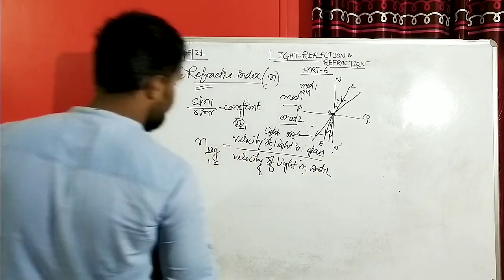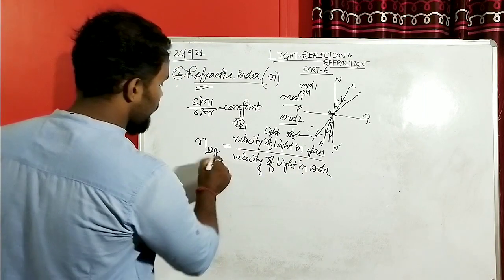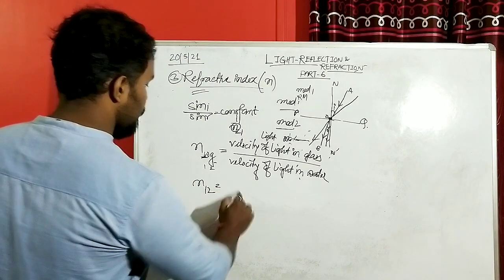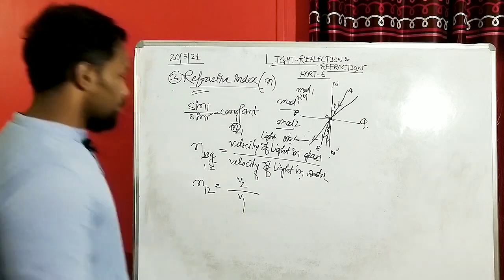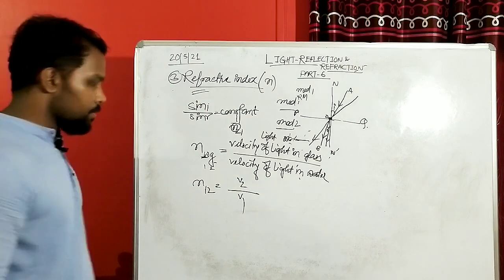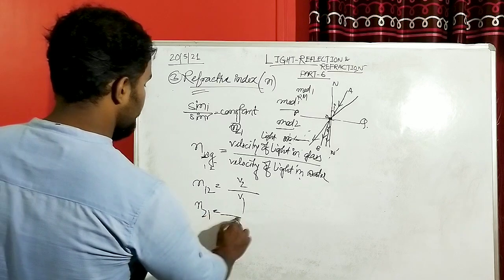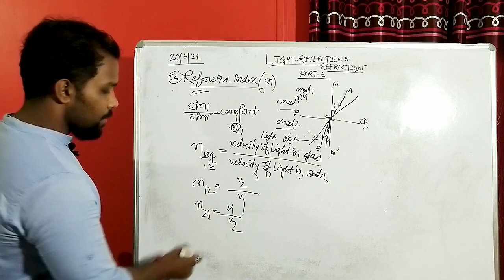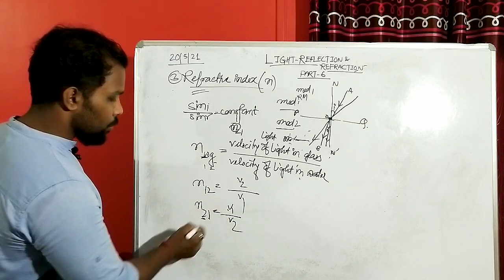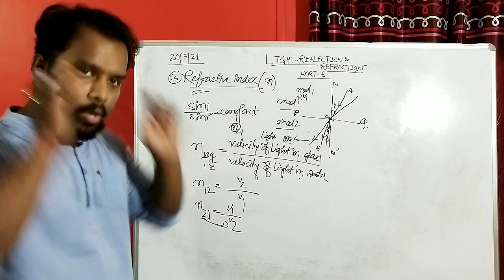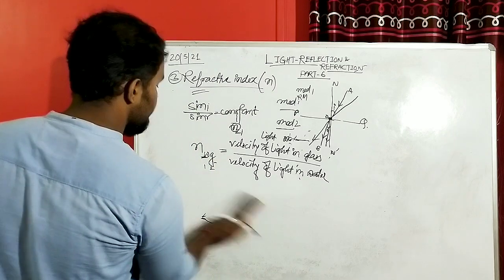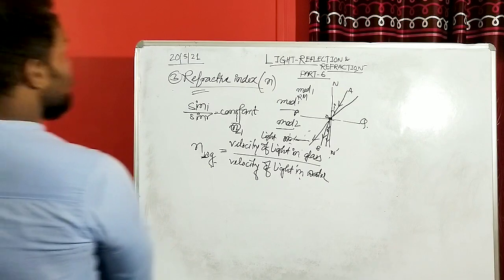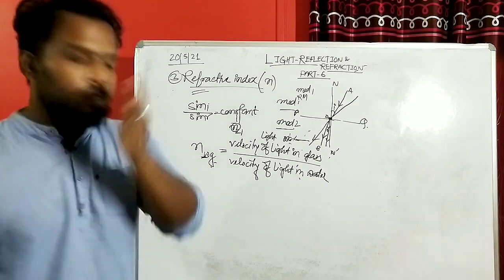I told you that what comes in the front goes in the denominator, and what comes in the back goes in the numerator. It's the same case: N12 is V2 by V1, right or wrong? Yes. For N21, it was V1 by V2. What is in the front goes in the denominator, and what is in the back goes in the numerator. So always remember that.